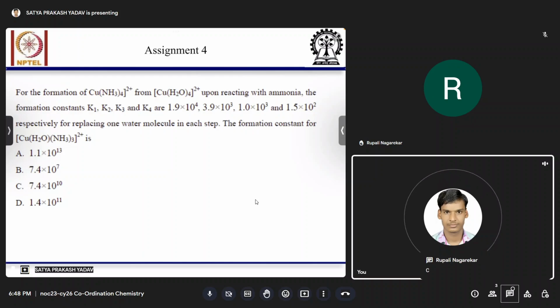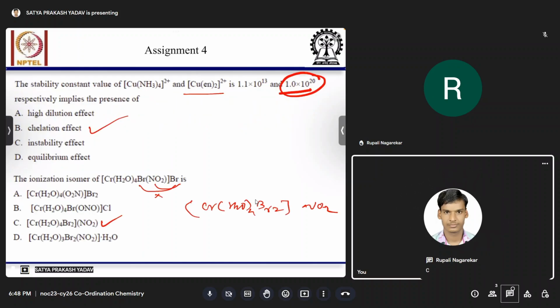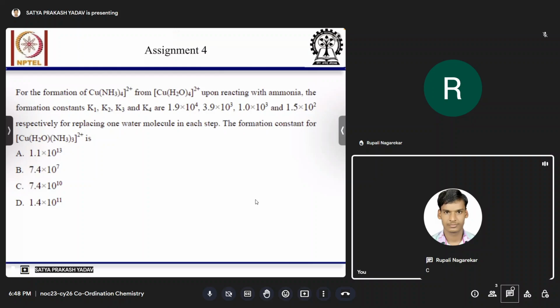The formation constant for this: the formation constants of [Cu(NH3)4]2+ and [Cu(H2O)4]2+ upon reacting with ammonia are K1, K2, K3, K4 respectively. The formation constant for [Cu(NH3)2]2+. So what will be the formation constant? Can you tell the answer for this question?